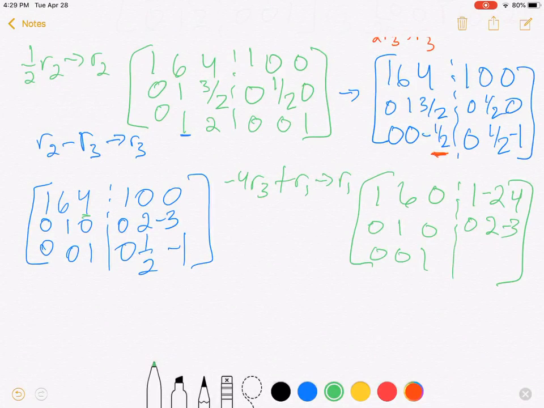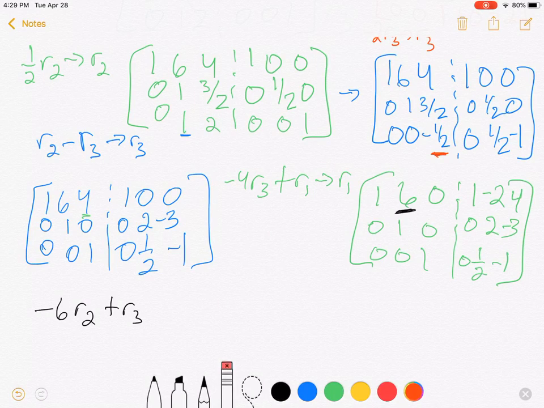And of course 0, 0, 1, 0, 1 half, negative 1. One last row operation here and we are done. Okay? We now need to get rid of this 6. So if I were to take negative 6 times row 2, add it to row 3. It's not row 3, my bad. Let's see if we can erase that. We don't want row 3. What we really wanted there was row 1. It's going to become our new row 1.